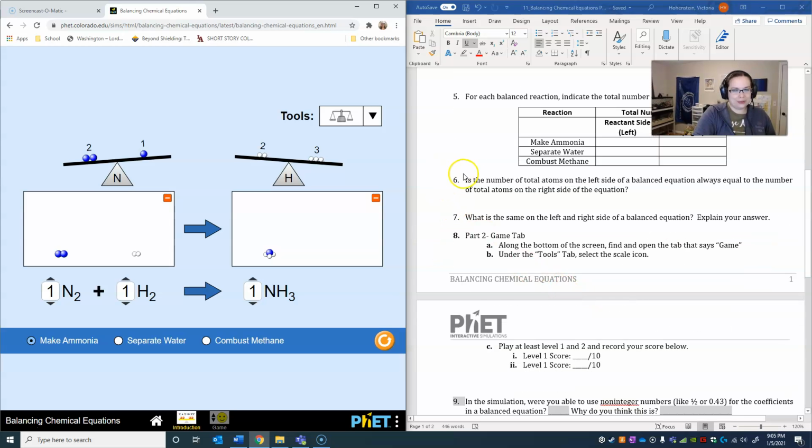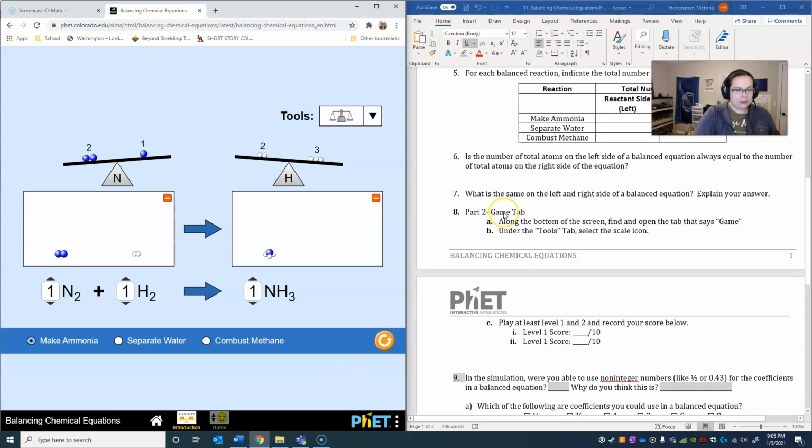It then asks you some questions about that: observations, what's the same for balanced equations, and are the number of atoms always equal to each other?